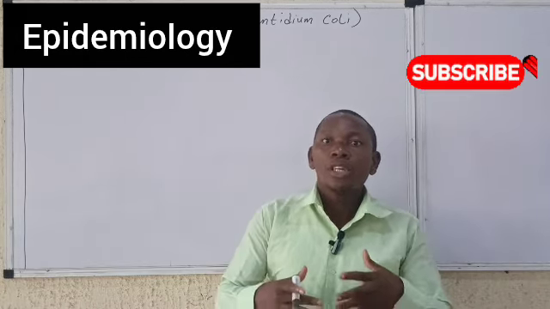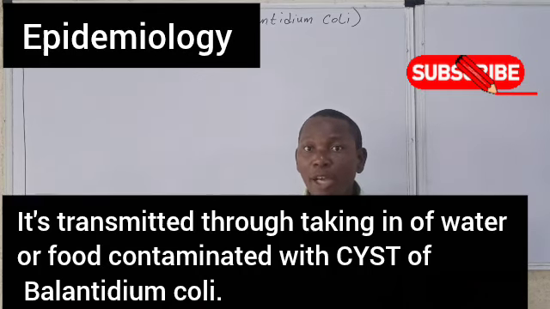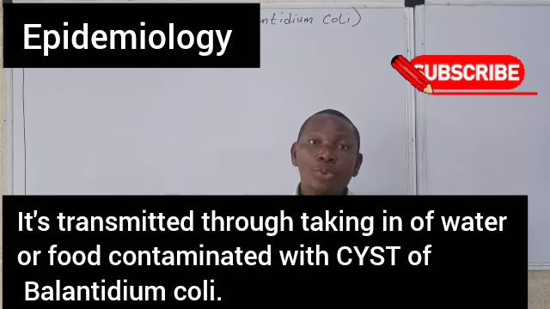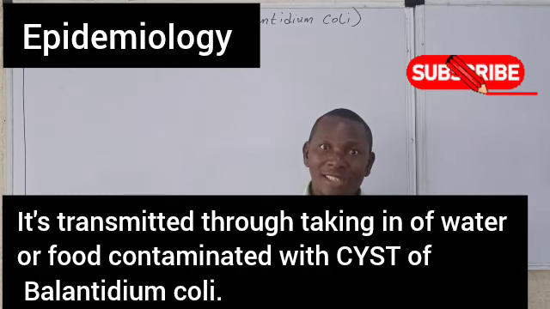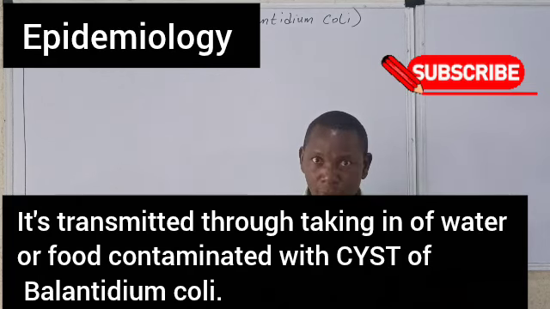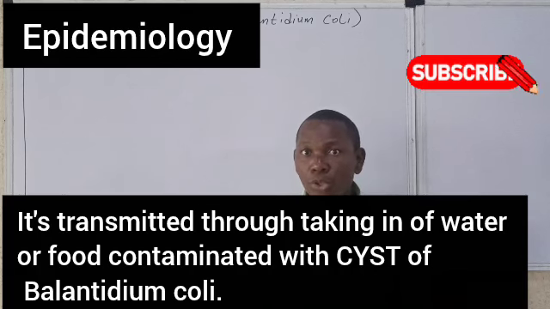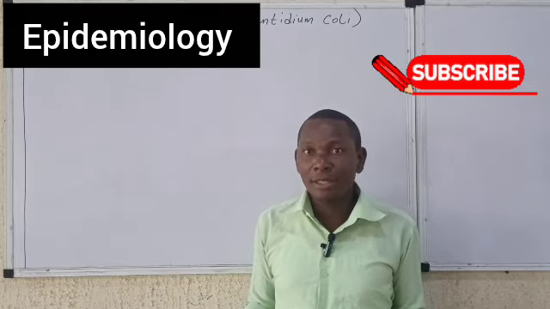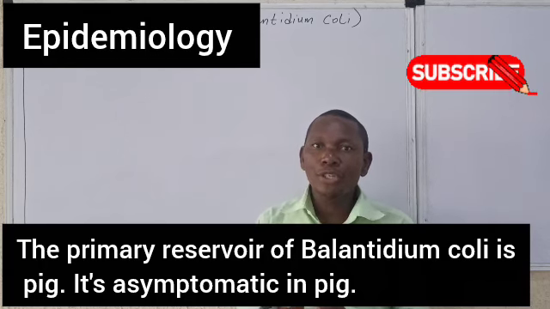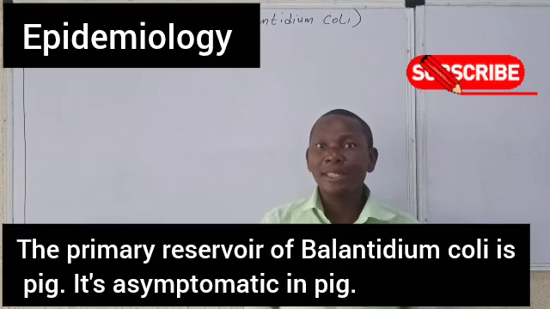Now, in rural regions, you see this, for example, in Nigeria and some other African countries, even in the rural regions of some developed world, where they have inadequate water supply. River water or contaminated water can be taken in, and this can result in infection of humans or even animals. Note that pig is the primary reservoir of this parasite, and it is actually asymptomatic in pig.